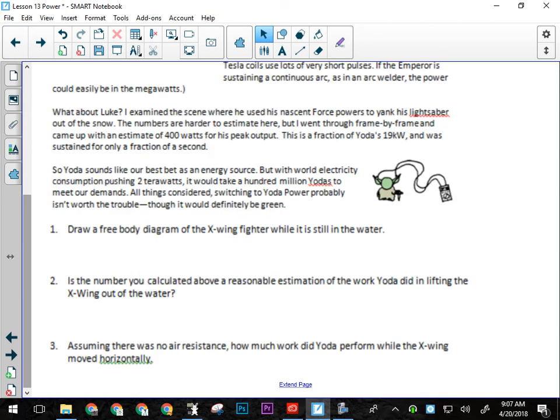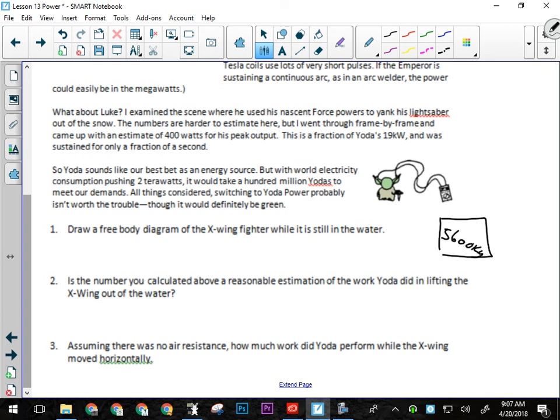So if we're looking at this here, what would a free body diagram look like? Because this is a good review of free body diagrams for our test on Tuesday. What would a free body diagram of Yoda lifting this thing out of the water look like? What are some forces we might need to consider for our 5,600 kilogram X-Wing? What's the most obvious one? Gravity. And the other obvious one? Yoda.